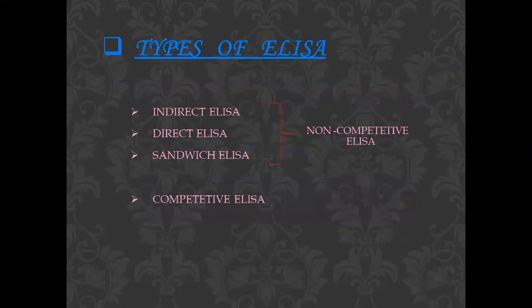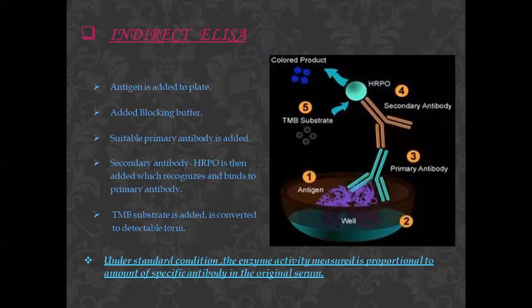The next topic is types of ELISA. We have two common types: non-competitive ELISA and competitive ELISA. Non-competitive ELISA includes indirect ELISA, direct ELISA, and sandwich ELISA, and the other type is competitive ELISA. Moving on to the non-competitive types, the first one is indirect ELISA.